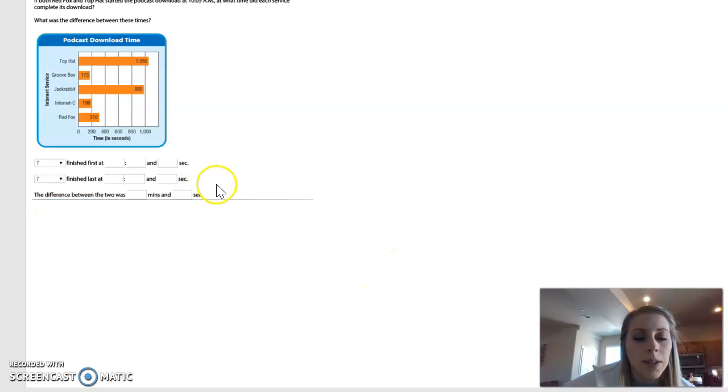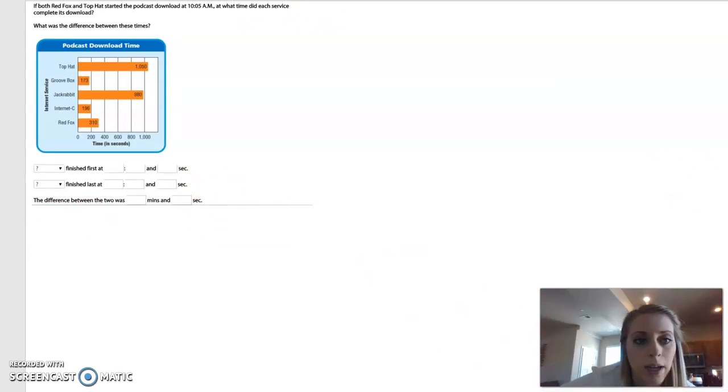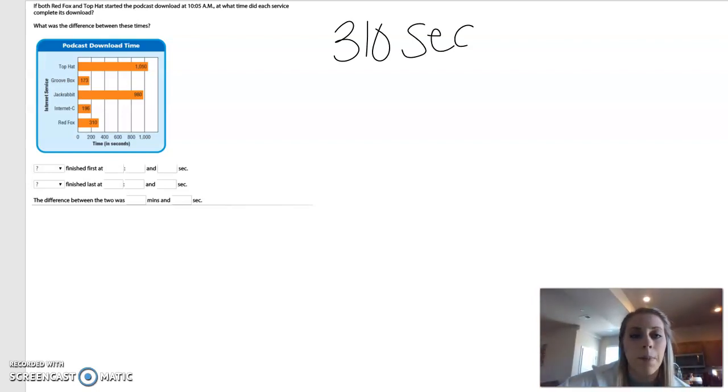Okay. Moving along. So this one's a little bit trickier with the way that it's worded and the way that it works. Okay. So it says, if both Red Fox and Top Hat started the podcast download at 10:05 a.m., at what time did each service complete the download? Okay, so then it says, what is the difference between these times? So we're working with Red Fox and Top Hat. I'm going to start with Red Fox. It took Red Fox 310 seconds for the download, okay?